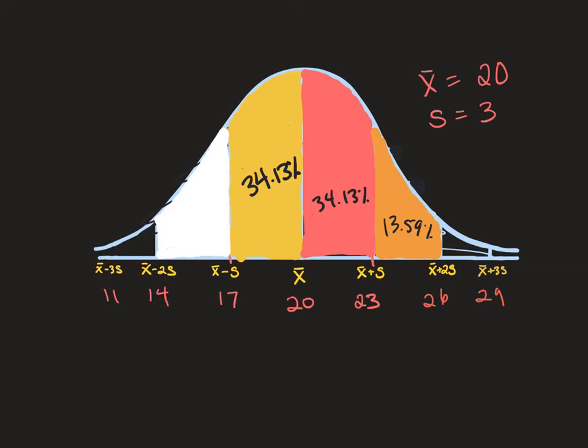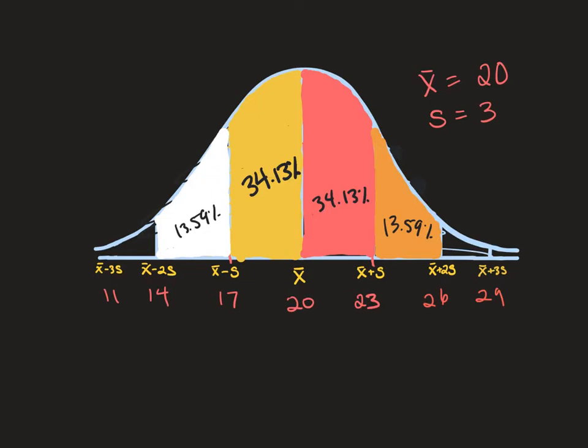With that in mind, let's look at the white piece on the left. This corresponds to being from one standard deviation below the mean to two standard deviations below the mean. This area is also 13.59%. The reason for this is because our graph is symmetrical. So as the right side descends, the left side descends in the same pattern.